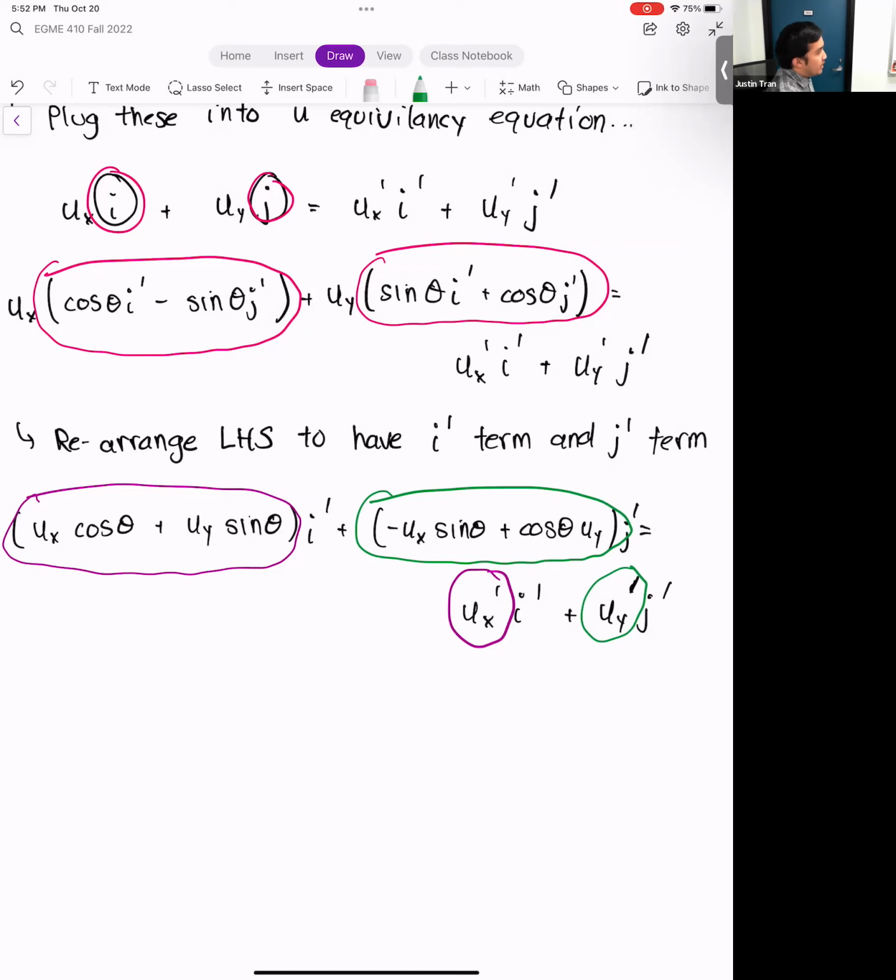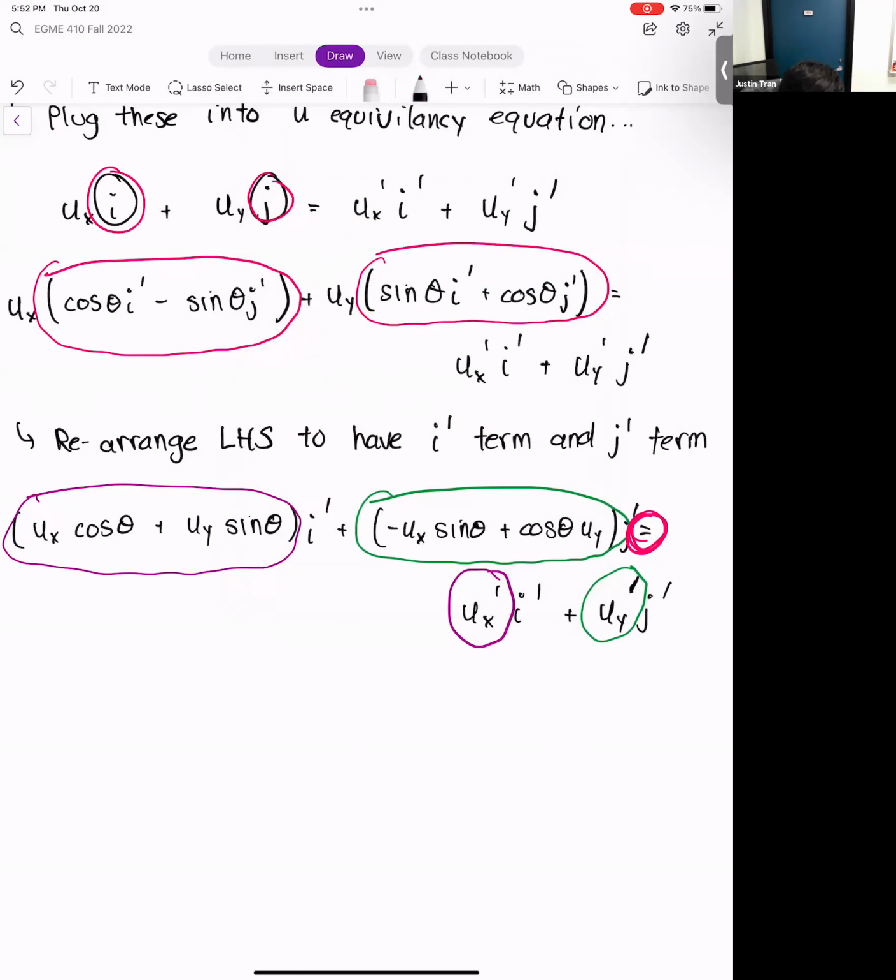What I'm going to tell you is that the terms that are circled there, and they're matching colors, the two purple circled terms and the two green circled terms, they have to be equal to each other. Because remember, this whole equation has an equal sign right here. And so in order for this equal sign to be true, we can form two equations for those circled parts.